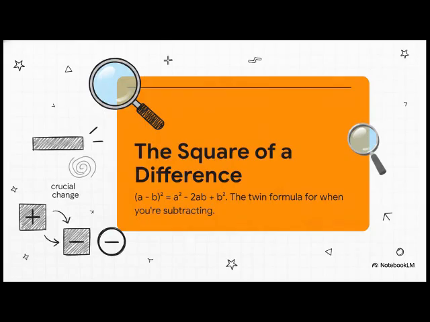Okay, next up in our kit is the twin formula, the square of a difference. It's almost the exact same as the first one, but there's one tiny, crucial change. You see that minus sign? When you're squaring a subtraction, that middle part becomes negative. It's a small detail, but believe me, it makes all the difference.